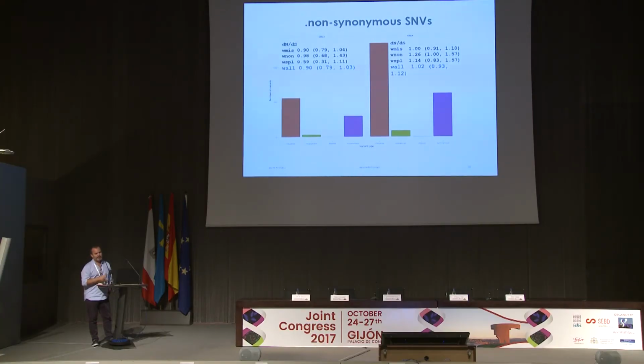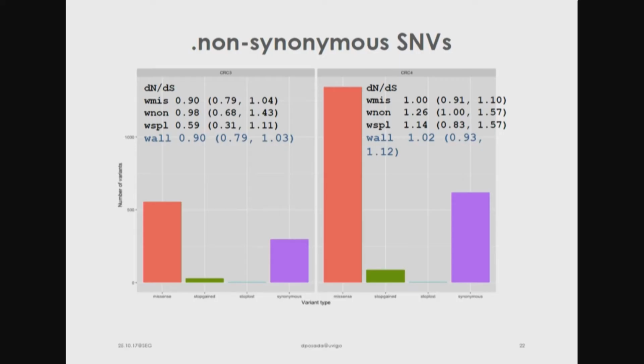How about selection? In this case, we measured something called the dN/dS ratio: the ratio of non-synonymous substitutions per non-synonymous site to synonymous substitutions per synonymous site, which should be above 1 when there is positive selection, should be 1 if there is neutral evolution, and should be below 1 if there is negative selection.